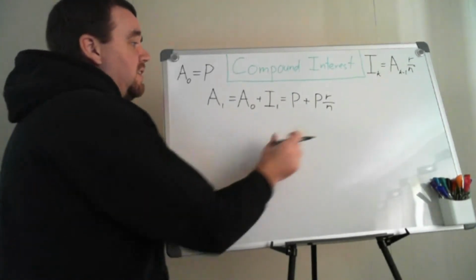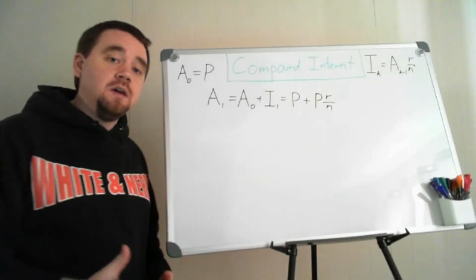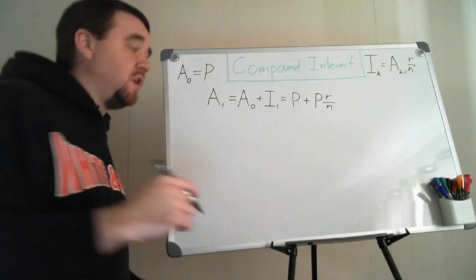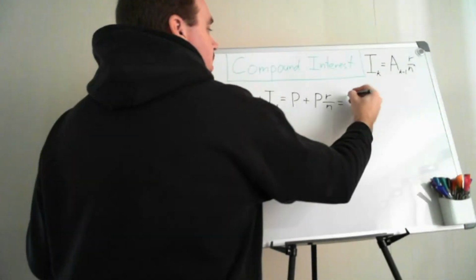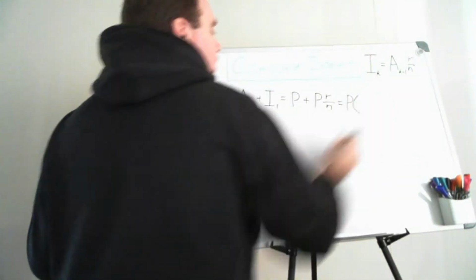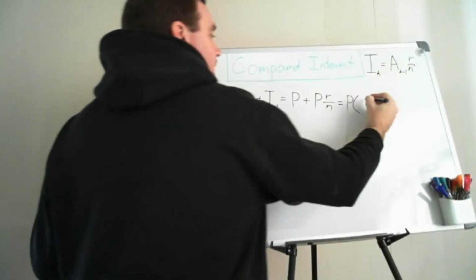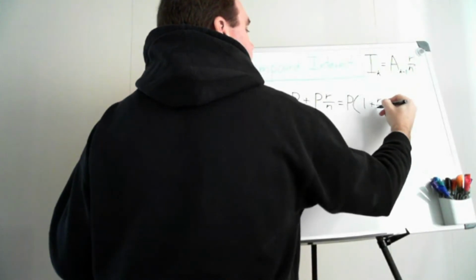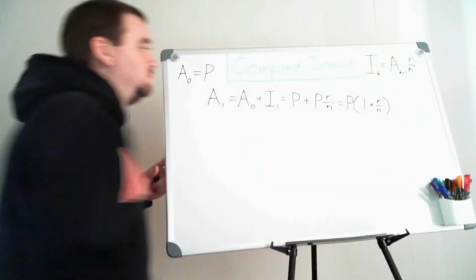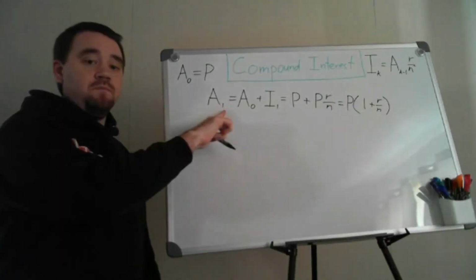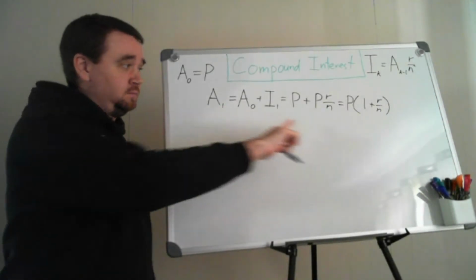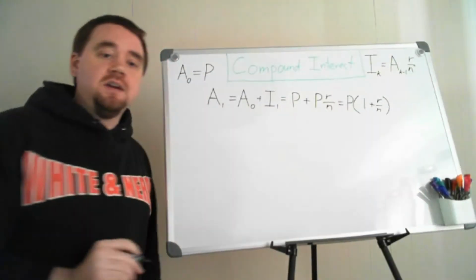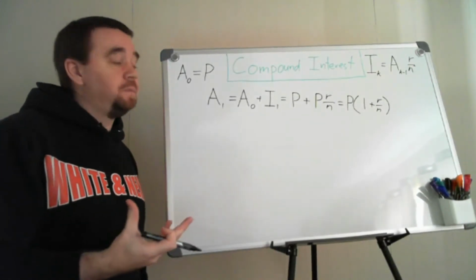Now I want to simplify this, and notice in both terms I have a p, so I can factor that p out into the front of the parentheses. So that p goes out front, and what's left over, well, when you divide by p, you're left with 1. And when you divide out p here, you're left with r over n. Okay? So at compounding time 1, I can calculate my amount accrued that way. All right?